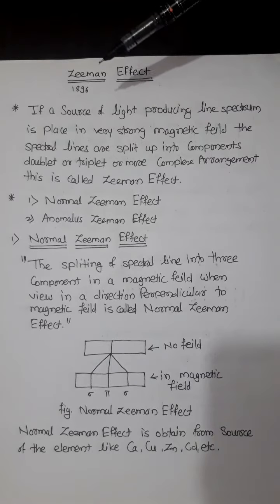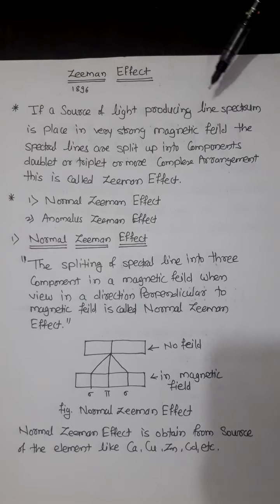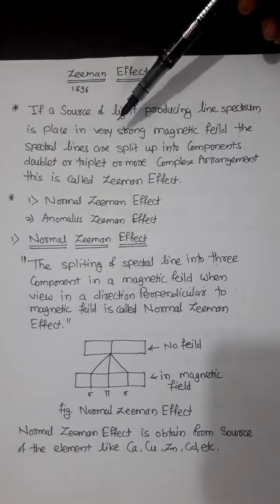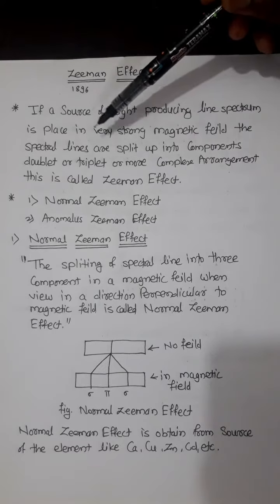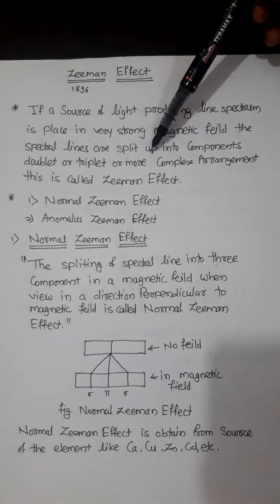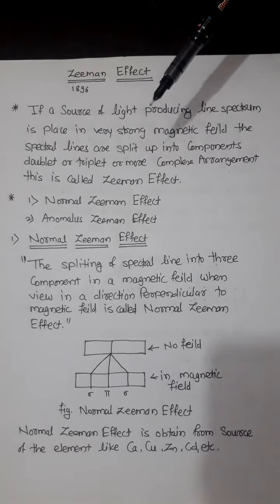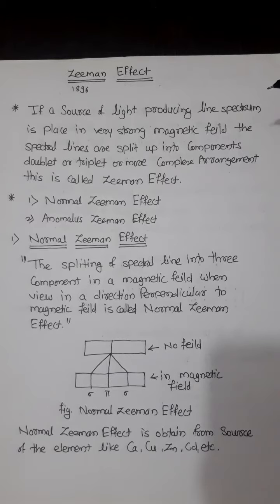The statement of the Zeeman effect, if in your exam they ask for 2 marks what is the Zeeman effect, you can write: if a source of light producing a line spectrum is placed in a very strong magnetic field, the spectral lines are split up into components, doublets or triplets or a more complex arrangement. This phenomenon is called the Zeeman effect. There are two types of effect proved by Zeeman, that is normal Zeeman effect and anomalous Zeeman effect.